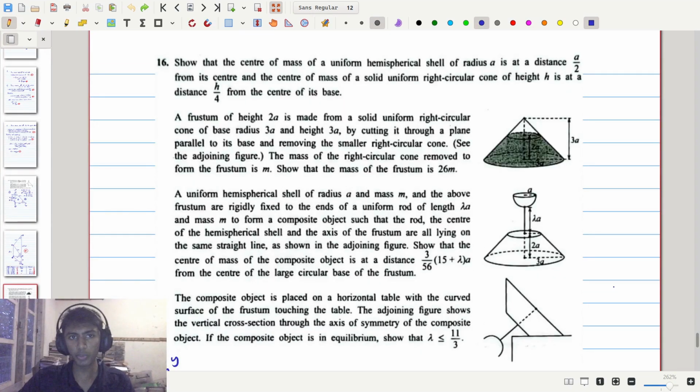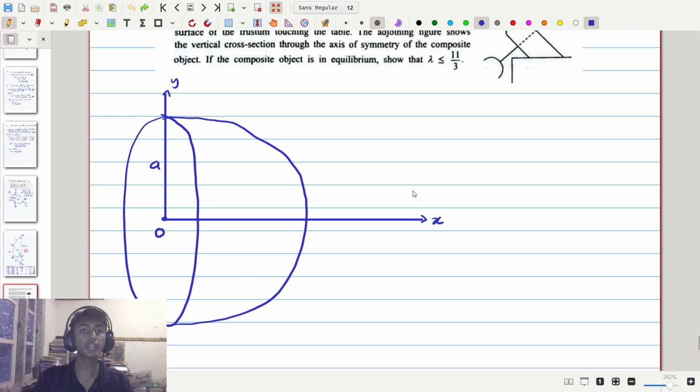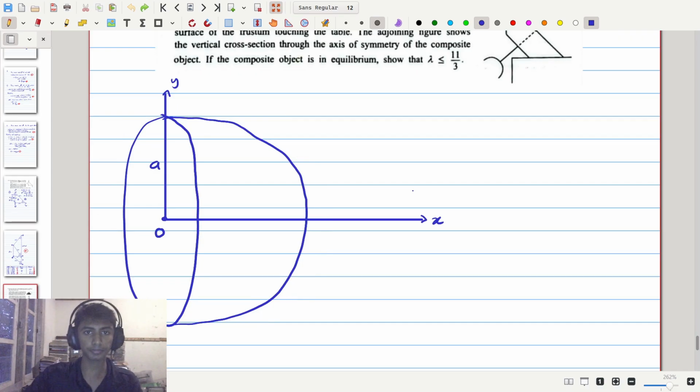So for the first part of the question, they are asking us to basically find the center of mass of a uniform hemispherical shell and also the center of mass of a solid uniform right circular cone of height h. So we are going to do that and we're going to solve it using the method of integration. So first you can see I've drawn out a little hemisphere and we're going to use integration to find the center of mass of this hemisphere.